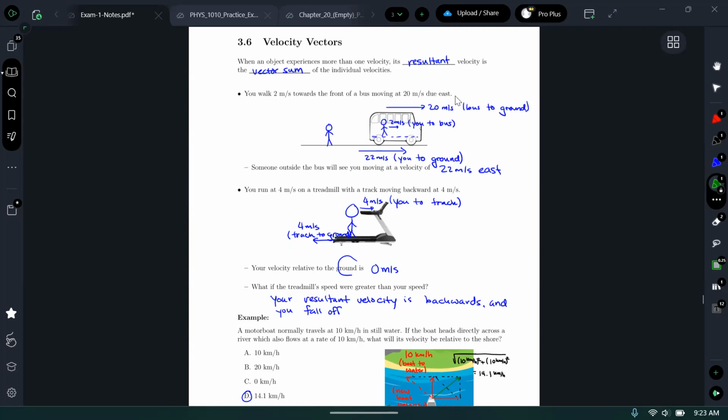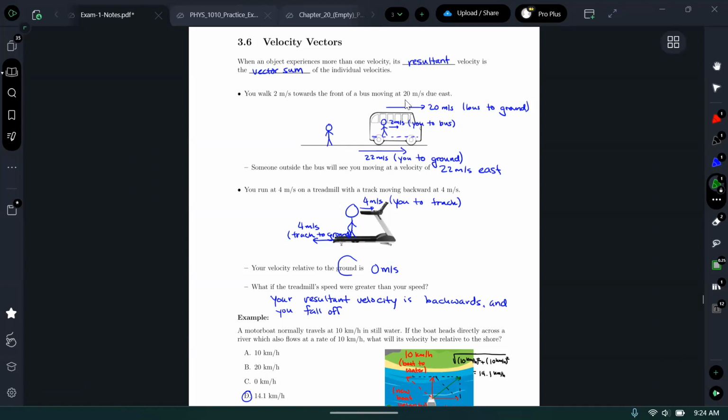45 meters to the right. Would be, say that again? Is it 45 meters to the right? No, it would be, so the comment I saw in chat was 1 meter per second. It would be 1 meter per second to the right.